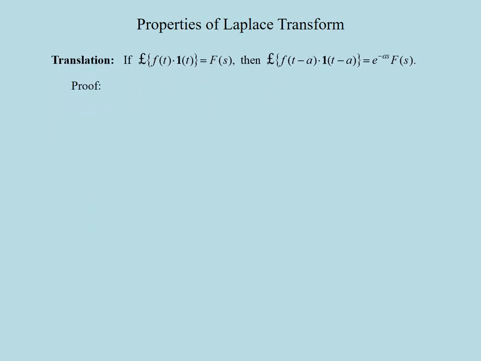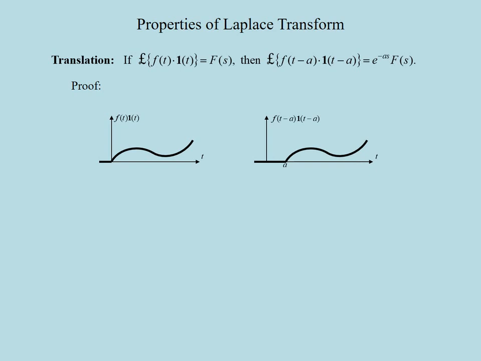Here is how you can prove this property. First of all, these figures show you an example of how a function masked for negative values of t and its translation may look like. Now, we can start the proof by directly writing the Laplace integral for the translated function.